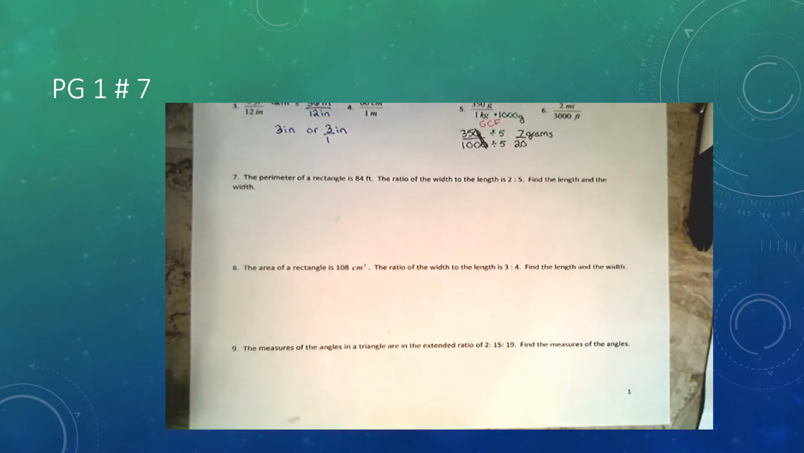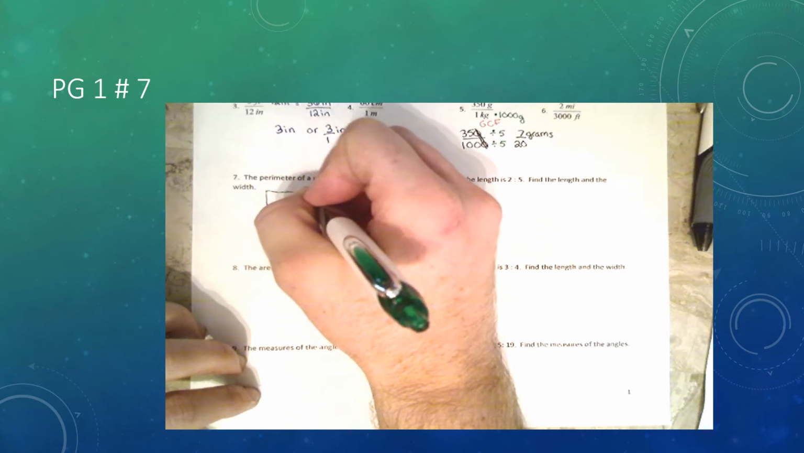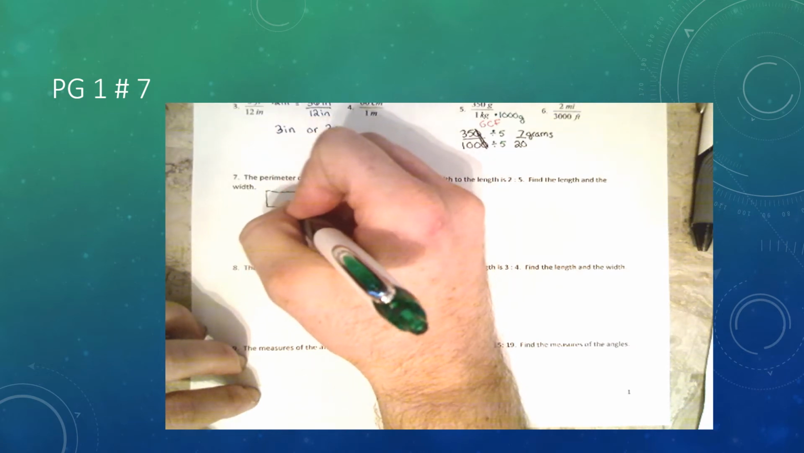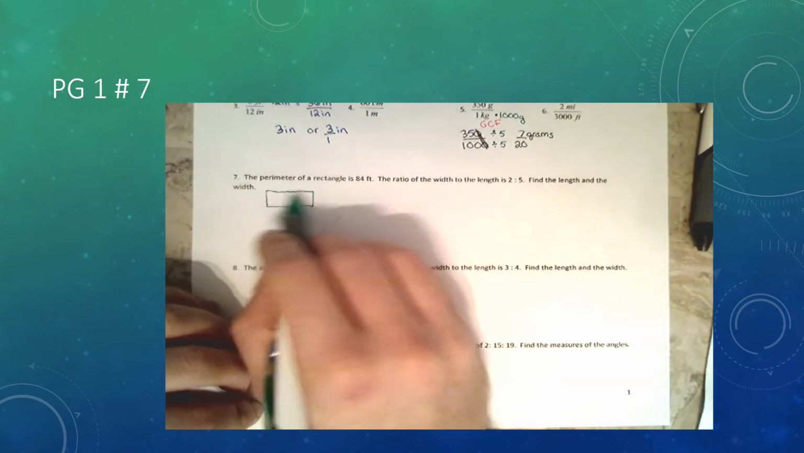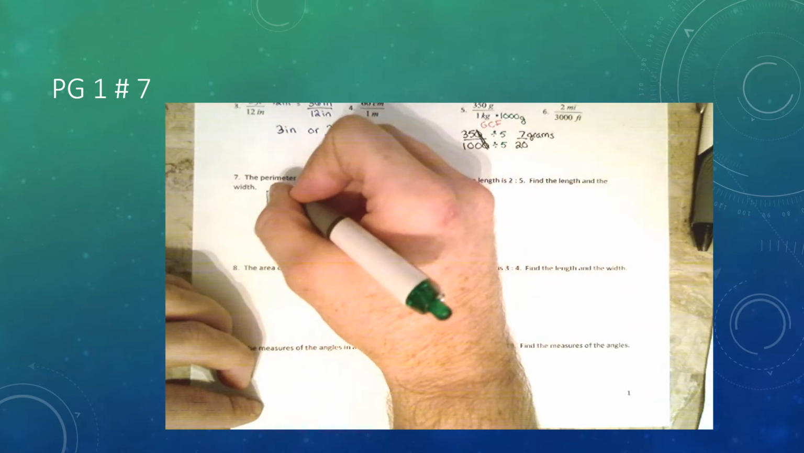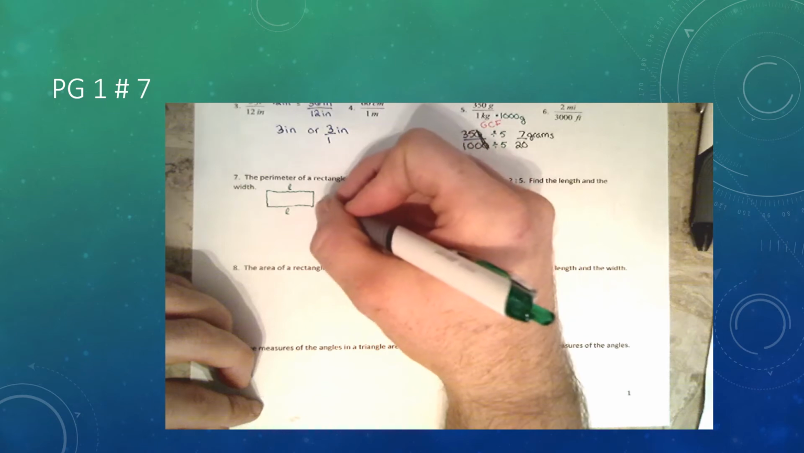So whenever I have a word problem and there's no pictures there, I personally like to draw something. They told us that we're dealing with a rectangle, so I'm going to go ahead and draw a rectangle. Whenever I have a rectangle, you have lengths and widths. The longer portion would be our lengths, and the smaller portions would be our width.